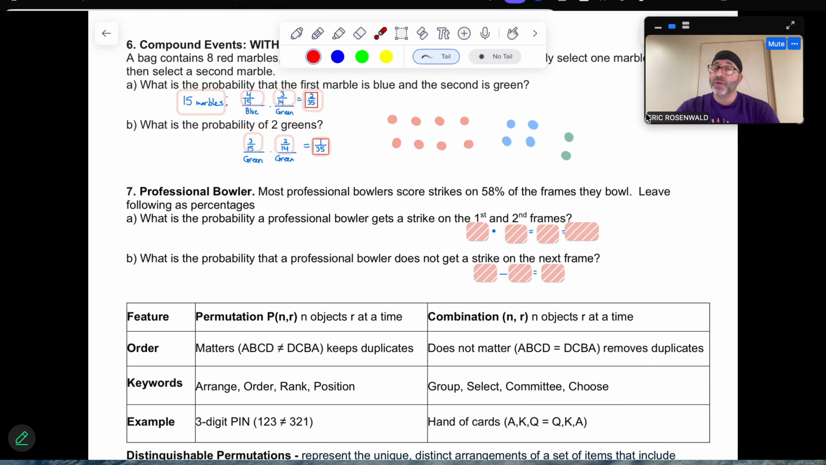All right. Problem right here that's pretty cool, in my opinion, because, me being a bowling coach, I appreciate this question. So most professional bowlers score strikes on 58% of the frames they bowl.